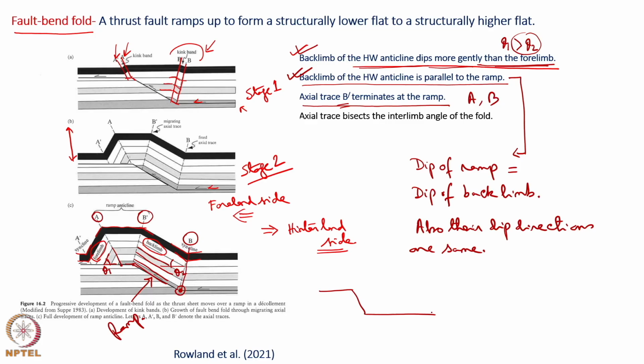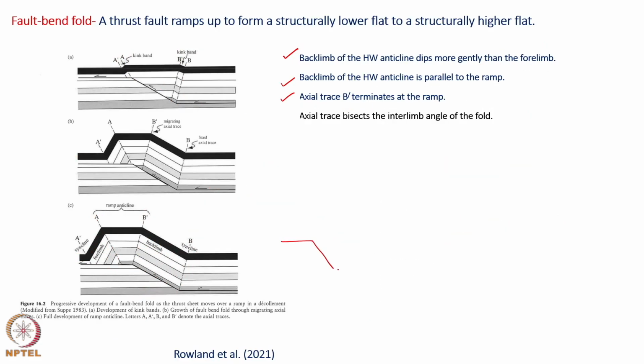So, in the mature stage of movement for a fault bend fold, one of the axial traces passes through the ramp flat contact. So, also in the mature stage, the axial trace passing through the ramp and flat contact can clearly be demonstrated. So, these are B dash and B. What about A and A dash? These two entirely terminate on the flat.